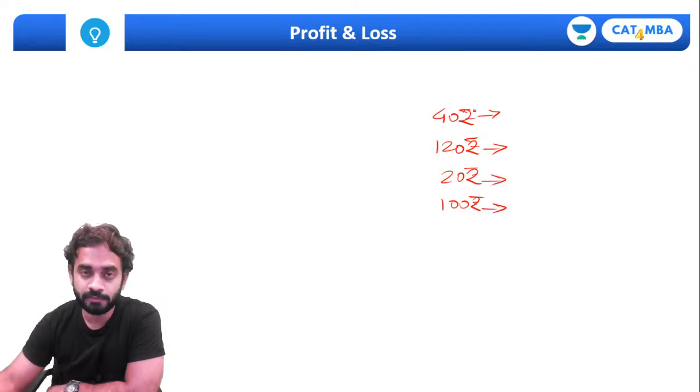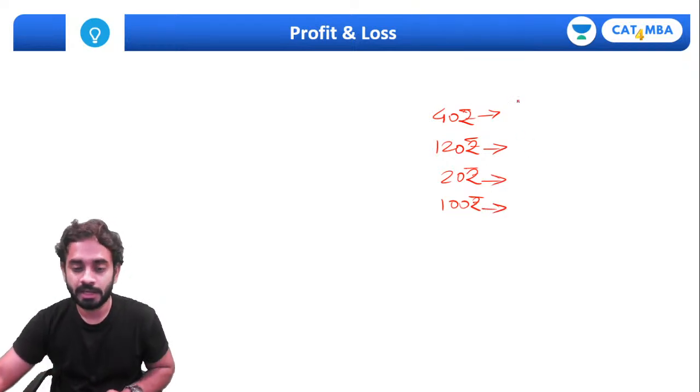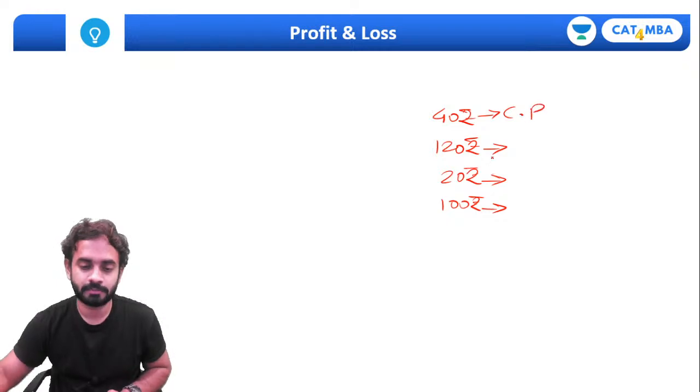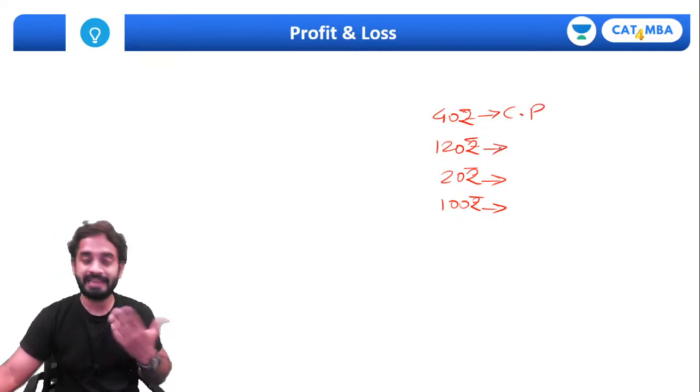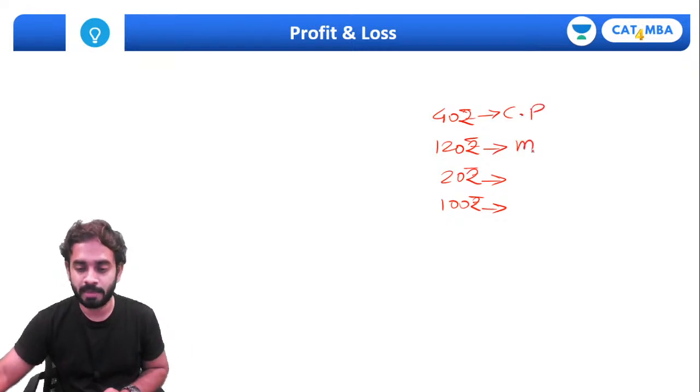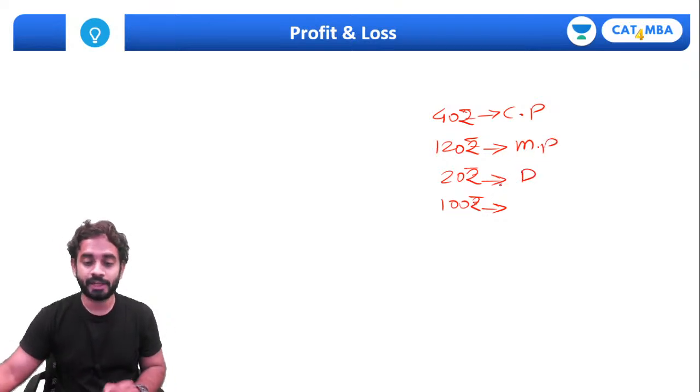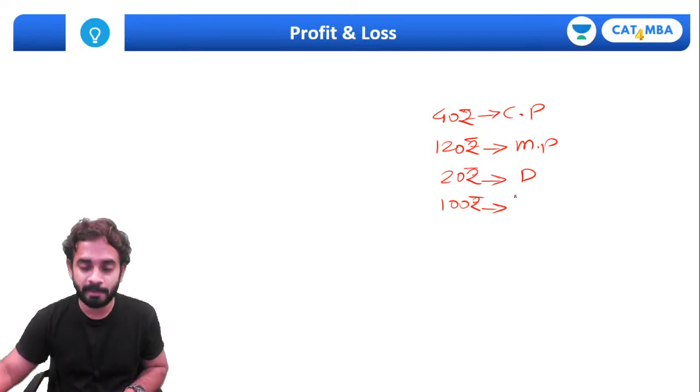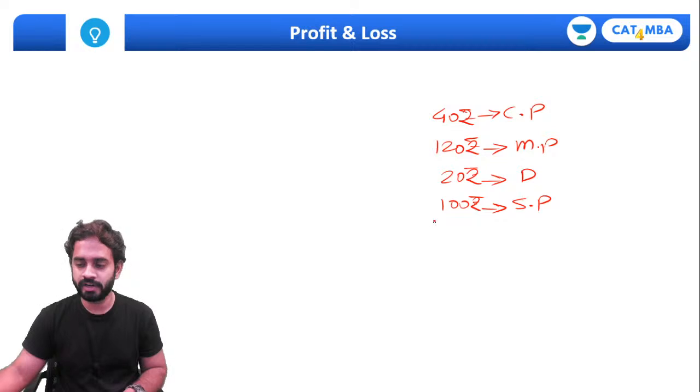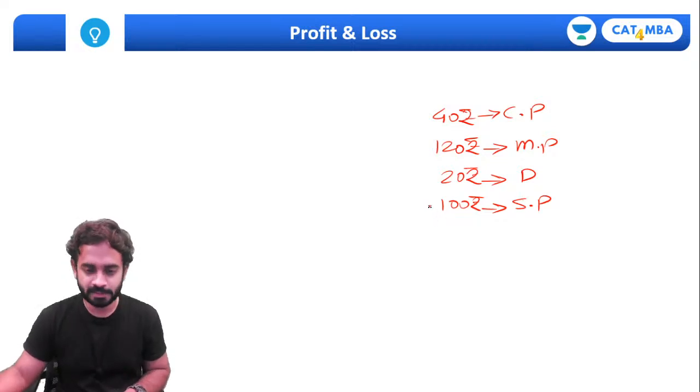The 40 rupees which I paid to get that pen is called cost price. The 120 rupees at which I intended to sell that pen is called marked price. And the 20 rupees is the discount which I have given. And the actual price at which I sold the pen is the selling price. So this 100 rupees is the selling price.